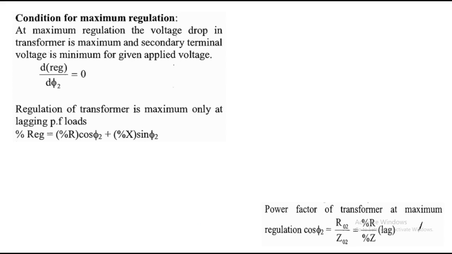So we are going to get the condition for maximum voltage regulation. At maximum regulation, the voltage drop in the transformer is maximum and the secondary terminal voltage is minimum for a given applied voltage. That is, E2 minus V2 should be maximum. E2 minus V2 is very high. What does that mean? The secondary terminal voltage V2 is minimum. If V2 is minimum, obviously E2 minus V2 is maximum. Therefore, in order to get that condition, this is the formula.